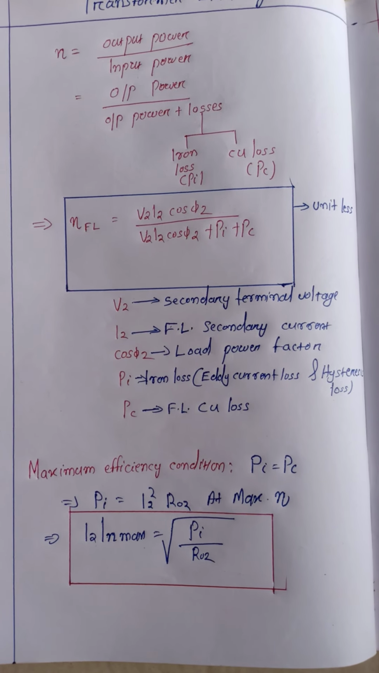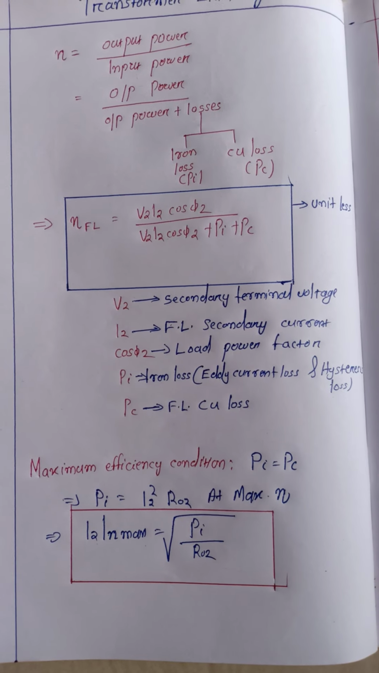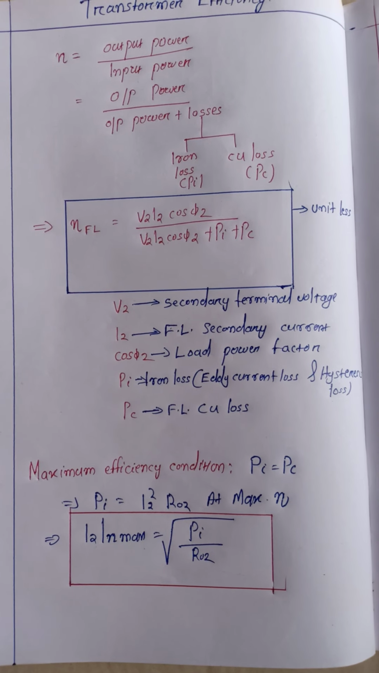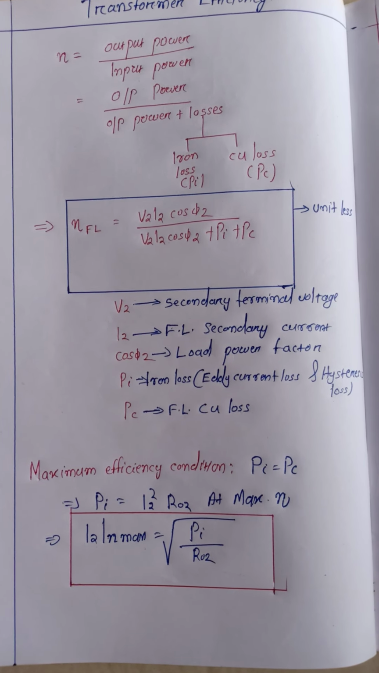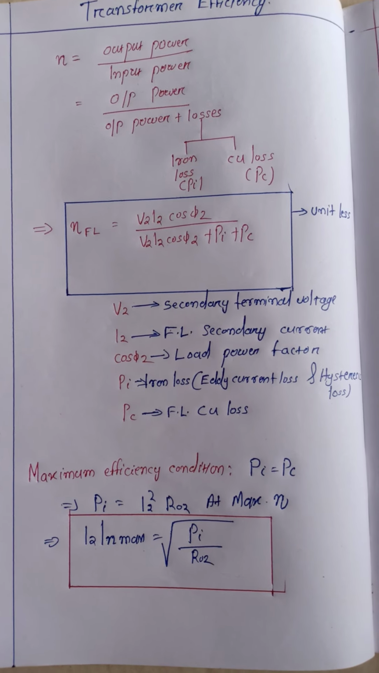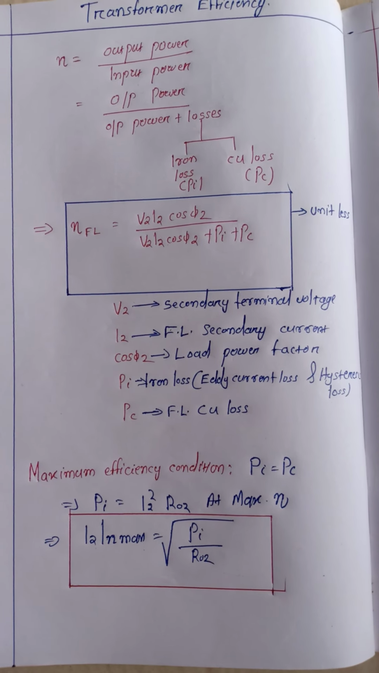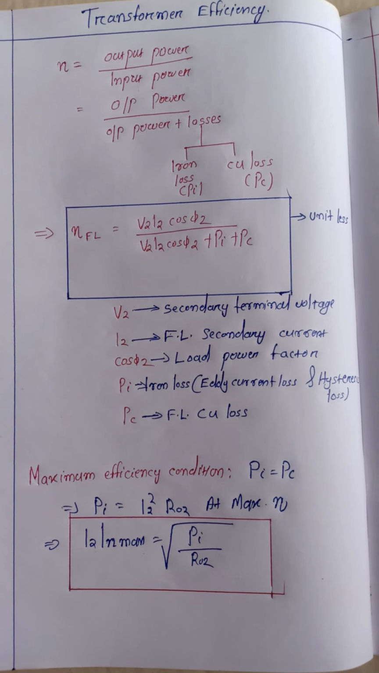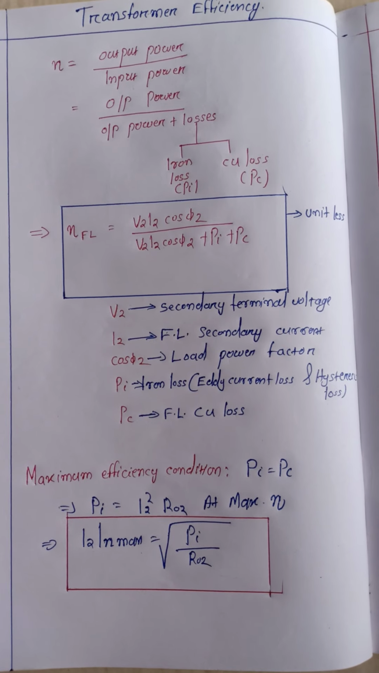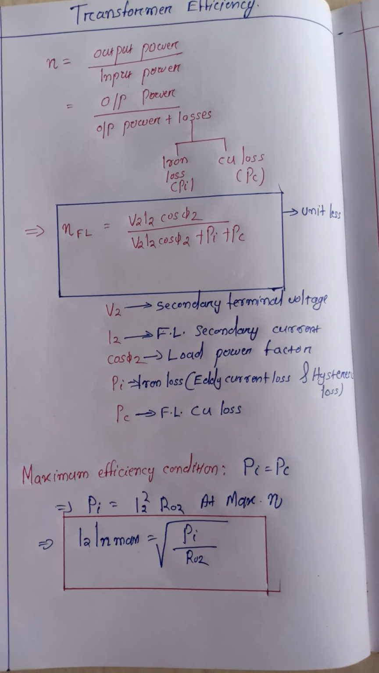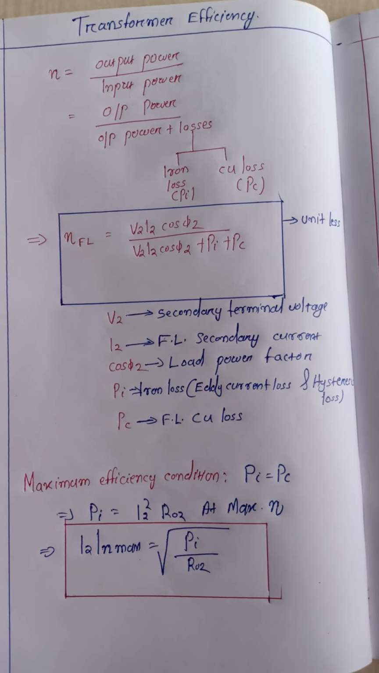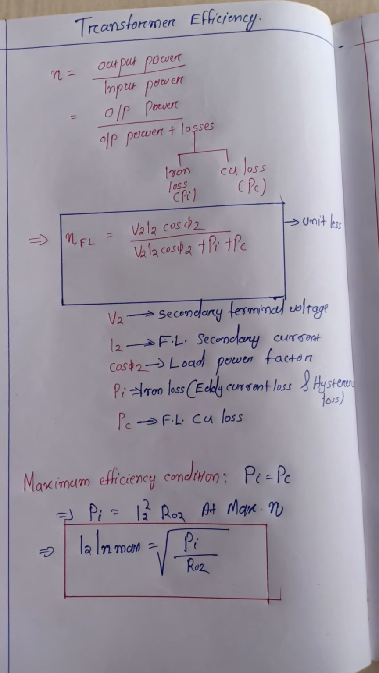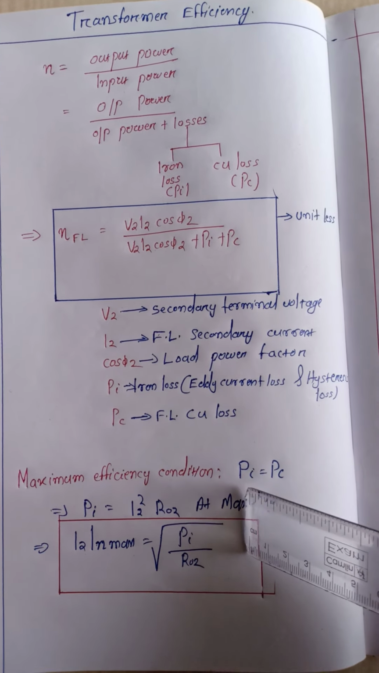So as the load varies at the transformer output, its output power will vary. So as load varies, transformer output power will vary, hence transformer efficiency will vary. At a certain value of load, our transformer attains its maximum efficiency. Not all values of load will lead to the maximum efficiency condition of the transformer, but the transformer will have maximum efficiency when our copper loss is equal to iron loss.